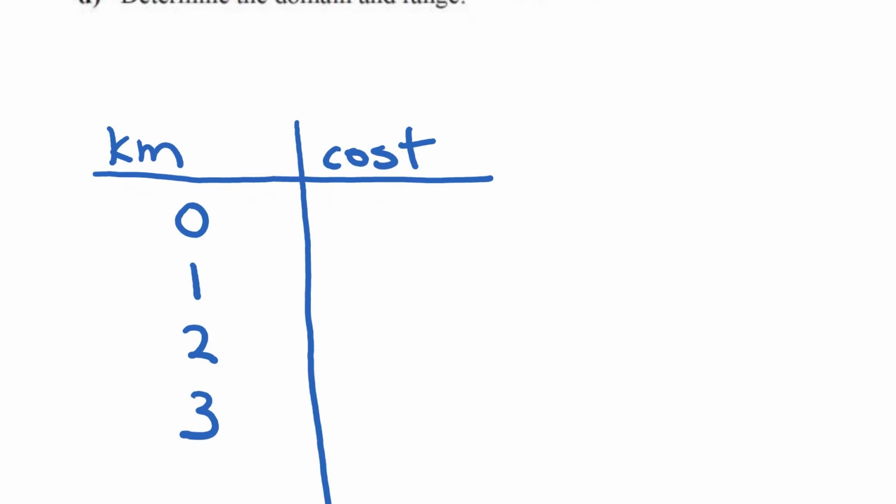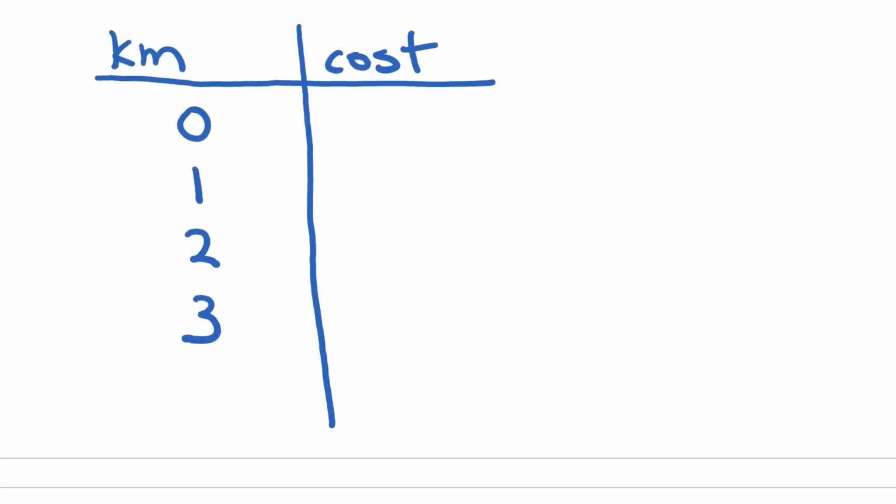Okay, so for part D, I want to find the domain and range. What I've done here is I've gone ahead and made a table of values. I do need to find my domain and range. Earlier on, we found the value when we drive 0 kilometers. The Y value, or the Y-intercept, was $3.50. I think we determined that in part B.